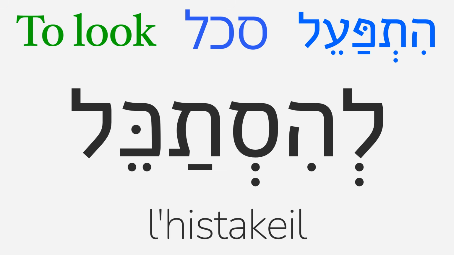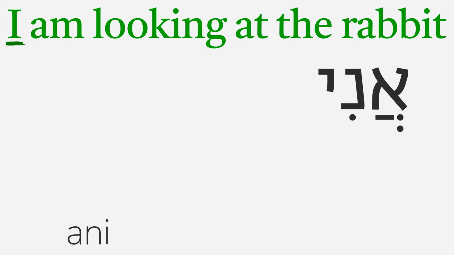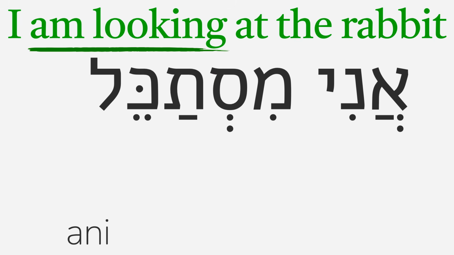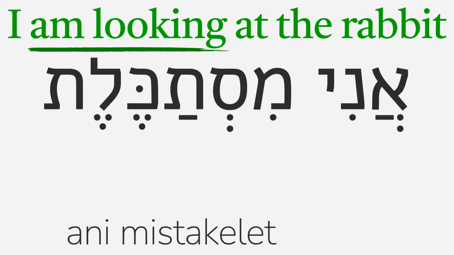Let's use lahistakel to say, I am looking at the rabbit, where the I is a woman. I is ani, and the verb am looking will be the verb lahistakel in the feminine singular form of the present tense. The masculine singular form is mistakel, which has the same form as lahistakel, but with the present tense mem prefix. To make the feminine singular form, we shorten the tsere to a segol and add an et ending. Mistakelet, am looking, in feminine singular form.